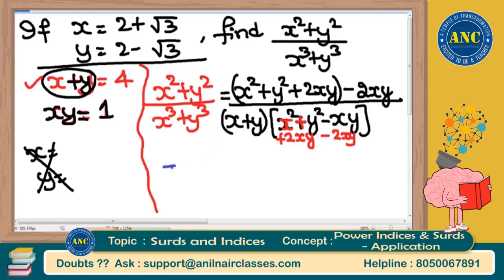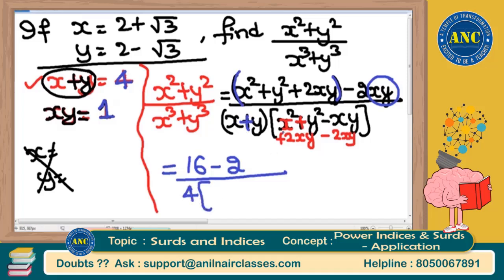Now my entire expression can be simplified as this bracket term is x plus y whole square. X plus y is 4, x plus y whole square is 16, minus 2 times xy value. Xy value is 1. 2 into 1 divided by x plus y value 4 into, see here sir, this entire bracket term what I wrote here, x square plus y square plus 2xy, this is x plus y whole square, which is nothing but 4 square, 16, minus xy, minus 2xy is minus 3xy, minus 3 into xy value is 1.